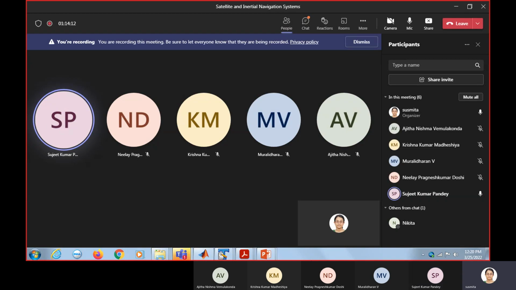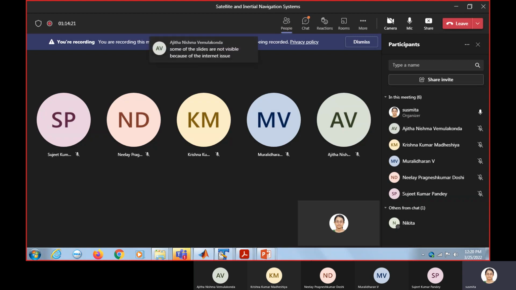Yes, ma'am. So do you understand why the gain pattern is shaped this way? Why we have more gain for high elevation and low gain for low elevation? Yes, ma'am.